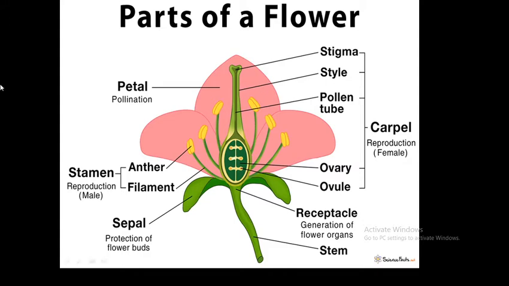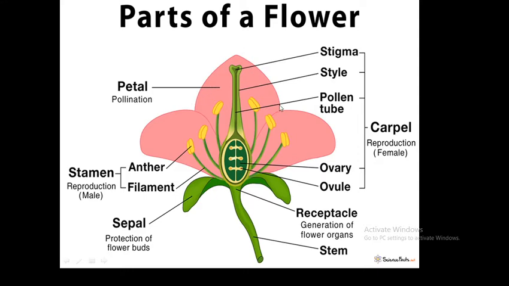Parts of the flower. We have here the stigma, and then we have the style, and then the pollen tube where the pollen passes inside, and then we have the ovary, and then the ovule where fertilization takes place. This is the female part, we call it carpel. And then let's go to the male part, we call it the anther and the filaments. We call it stamen. So this is the male reproductive organ in the flower.